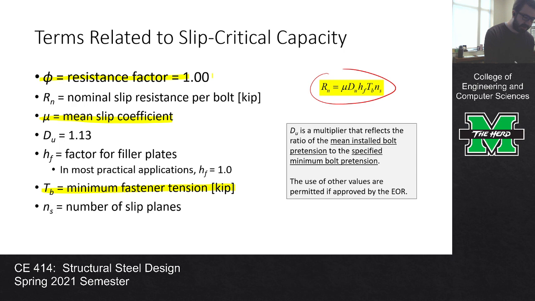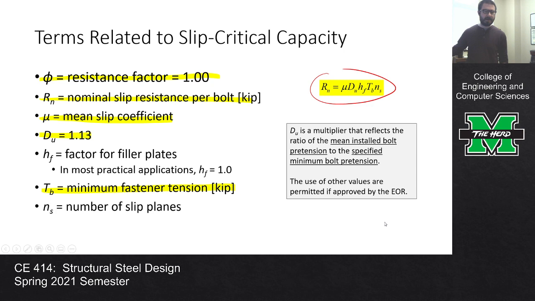Let's talk about Du, because Du is kind of interesting. Du is just 1.13. It's kind of strange because you would think there'd be some formula, like if this is the case, then it's this value, or if that is the case, then it's that value. Up until now we haven't really had that. For bolt shear, whether threads are included or excluded, the values change. No, Du is just 1.13. So what's the deal with Du?